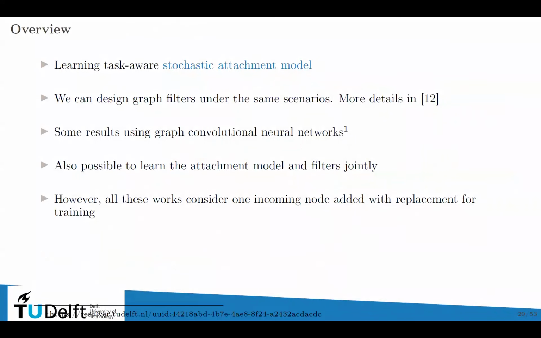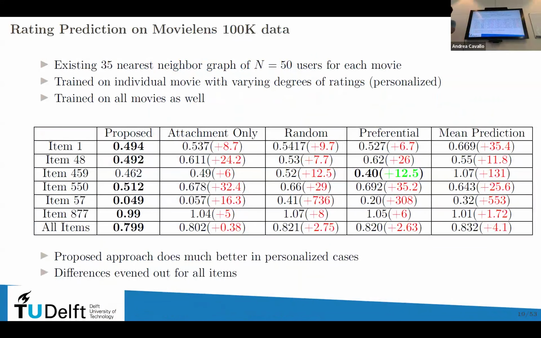But the graph is also like, you have one graph for a particular movie? Yes, each movie has a particular graph. How do you design that graph? Nearest neighbor of what? A 35 nearest neighbor graph. Nearest neighbor of their ratings? So when do I connect two users, when they have the closest ratings? Yes, the 35 closest ratings.